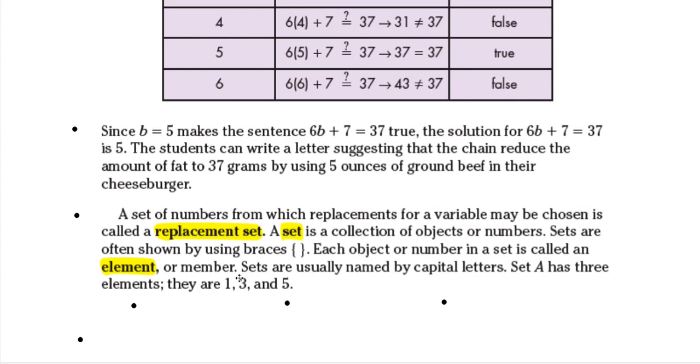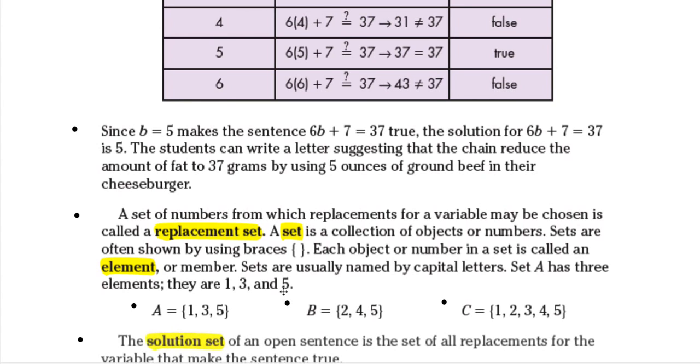Set A has 3 elements. They are 1, 3, and 5. Okay, so this is set A. Set B has elements 2, 4, and 5. And set C has elements 1, 2, 3, 4, and 5.